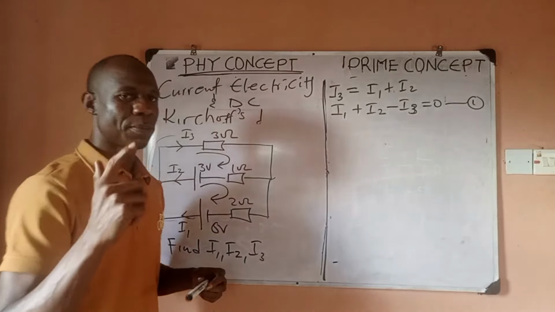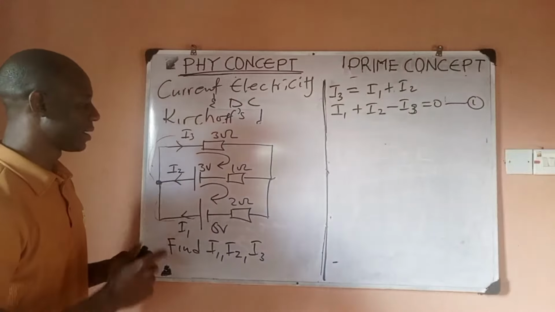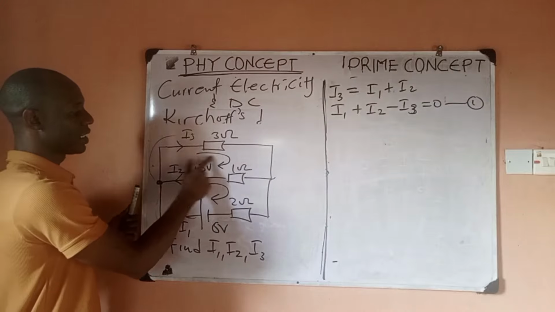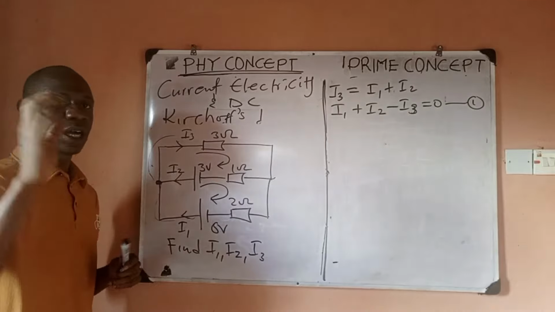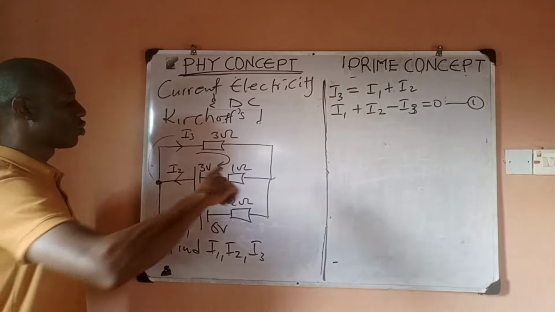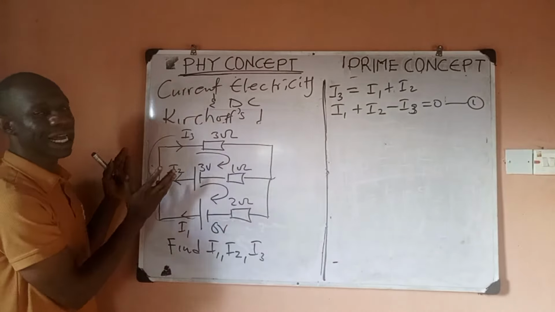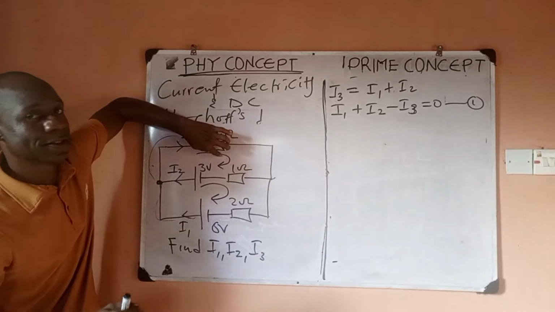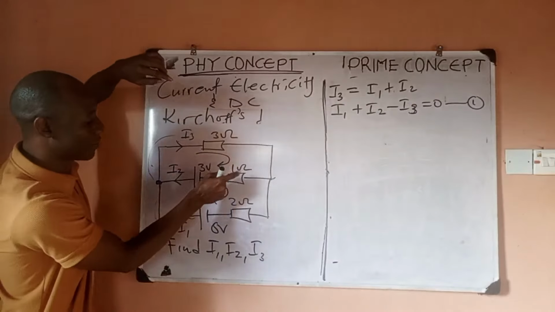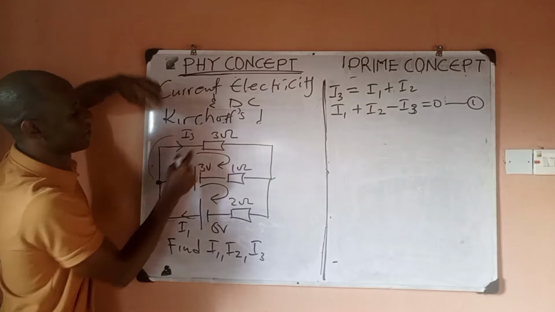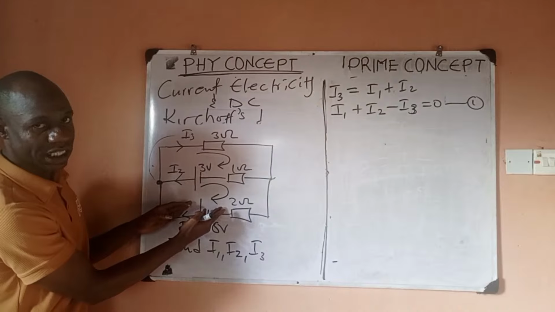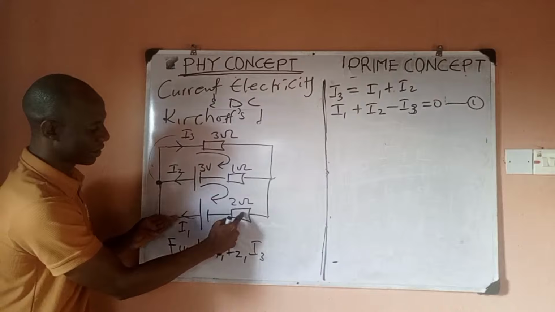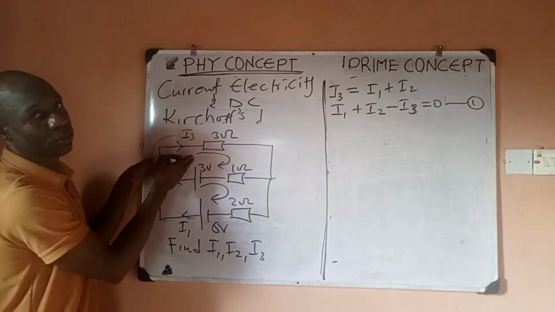Now, how to apply KVL is when you are considering any particular loop. I have 2 loops here. I have this and I have this. When you are considering any particular loop, you make sure you go round, touching all the elements in that loop. In this first loop, I have how many elements? 3 elements. When I come down to the second loop, I have how many elements? I have 4. So we're starting with this upper loop.